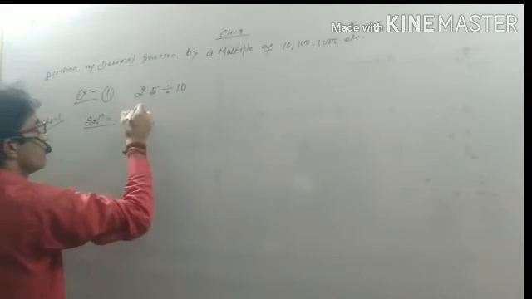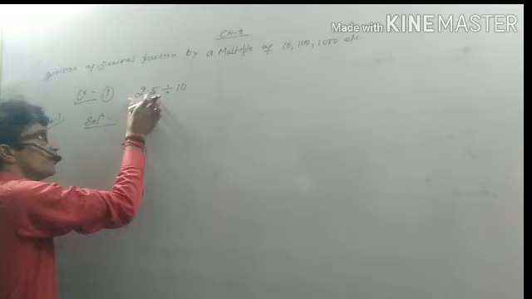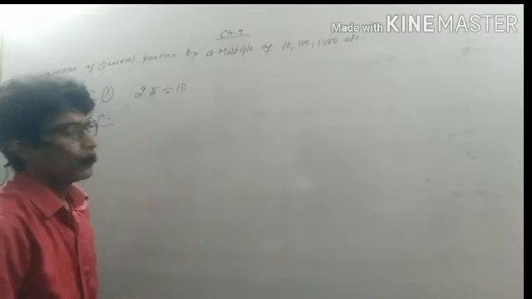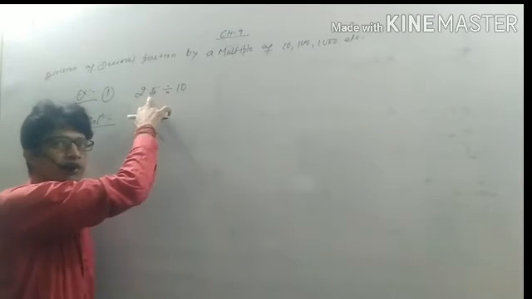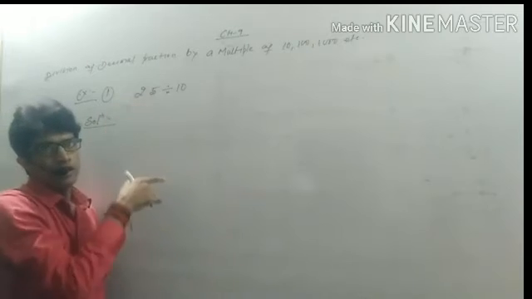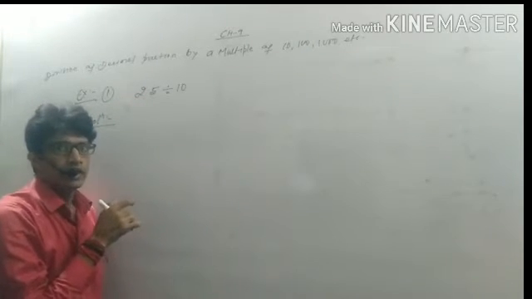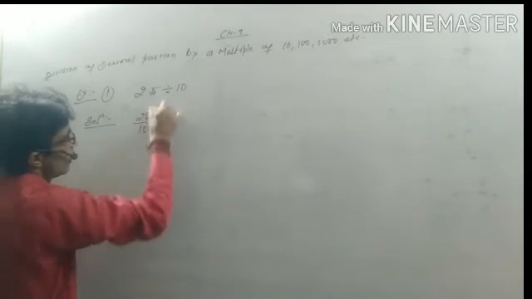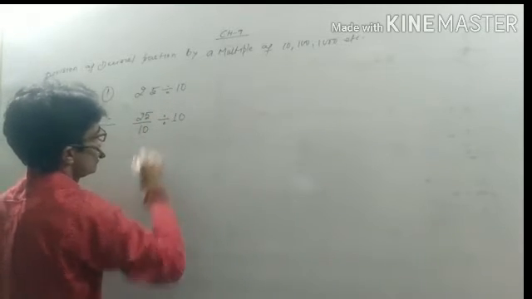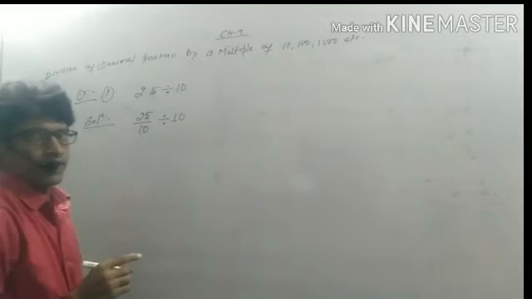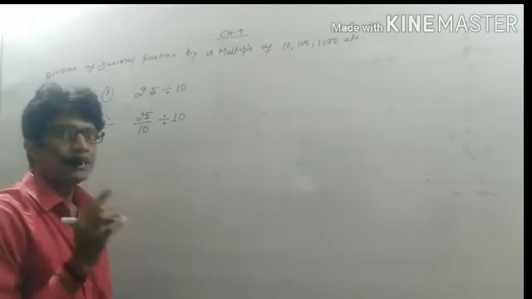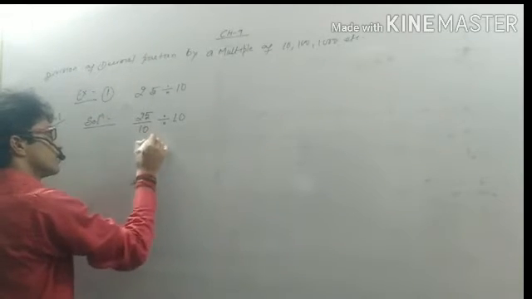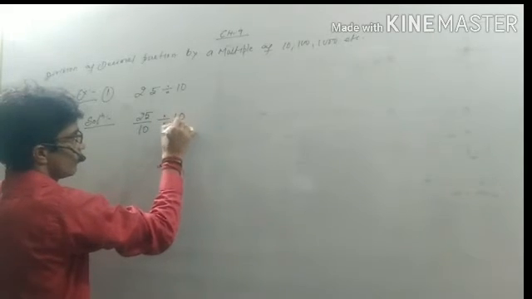So first of all we write 2.5, which is a decimal fraction. We change the decimal fraction into a fractional number. Here is one place of decimal, so remove the decimal and write 10 in the denominator. So this is 25 by 10, now divided by 10. In the second step, we change the division sign into a multiplication sign. Here 10 is 10 by 1.